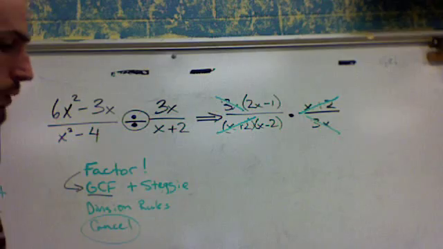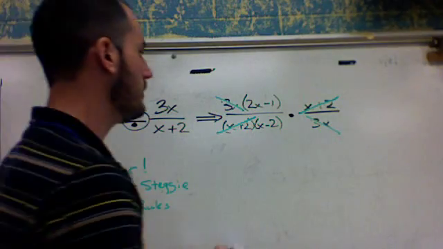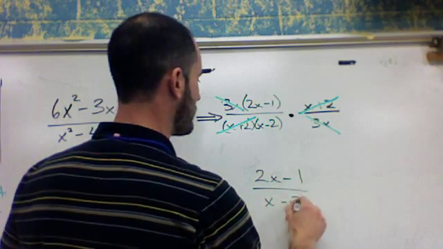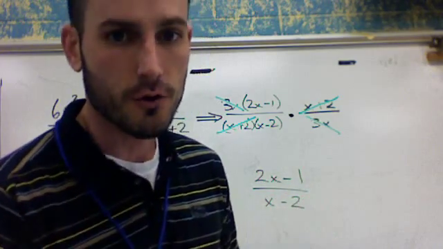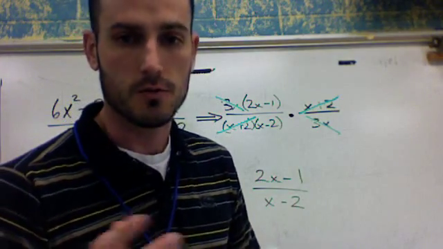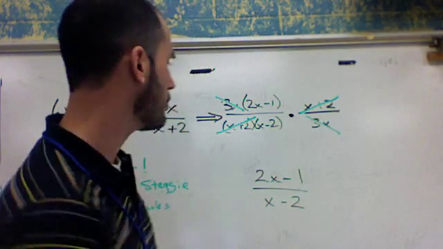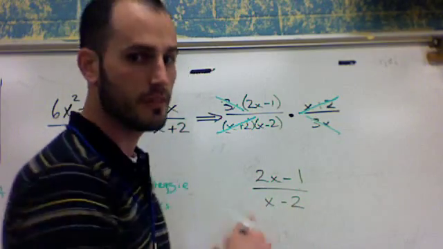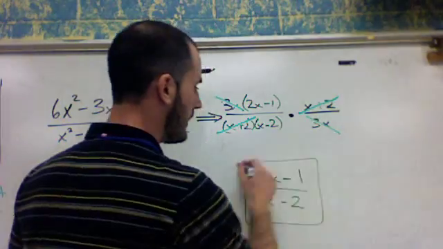And what I'm left with is 2x minus 1 over x minus 2. And we can't go any further because these terms are separated by addition and subtraction. We've talked about that before, so make sure you're not going to try to cancel 2's or cancel some sort of x here. This would actually be our final answer.